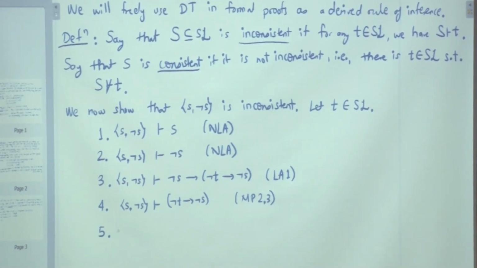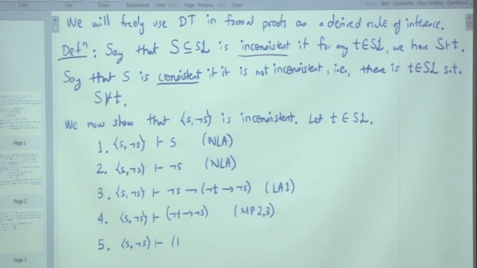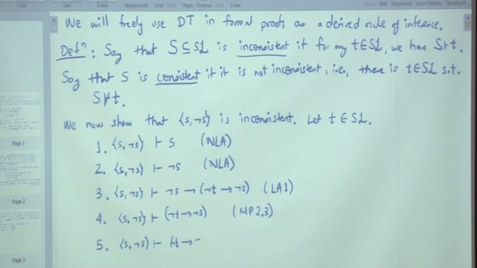Now contraposition, law of contraposition. So negation T implies negation S implies S implies T. This is LA 4.